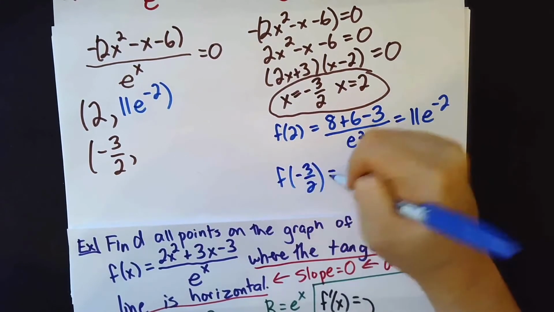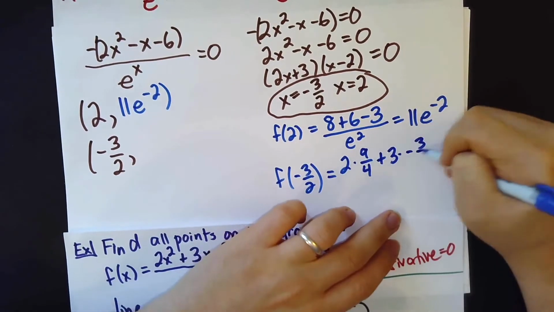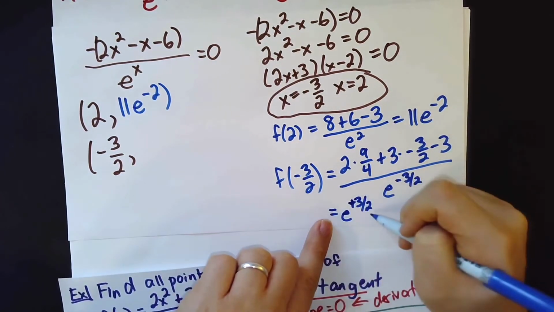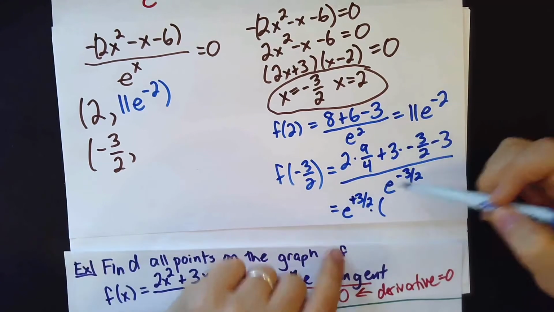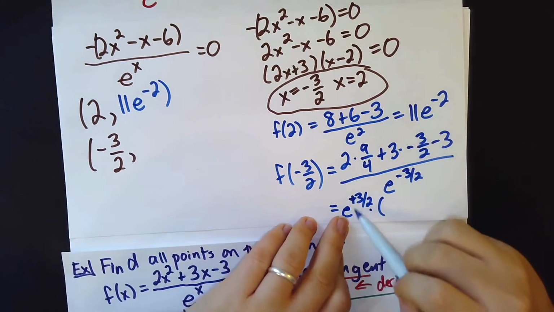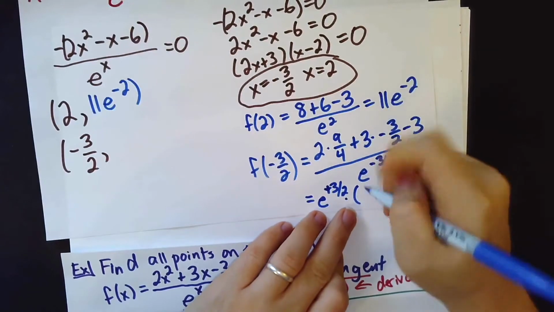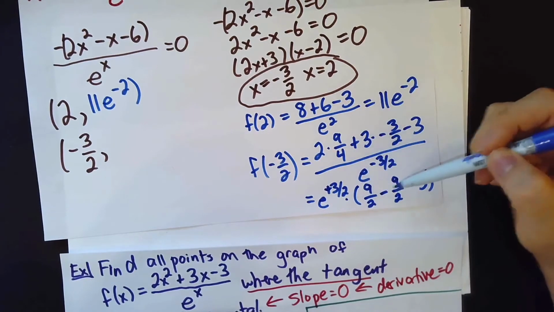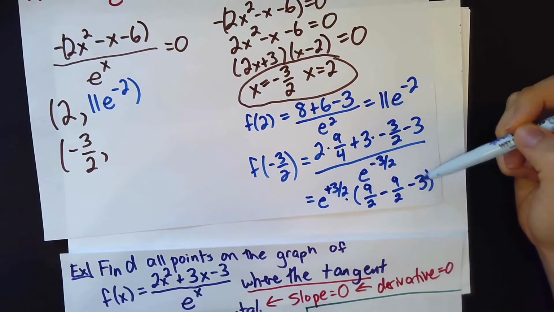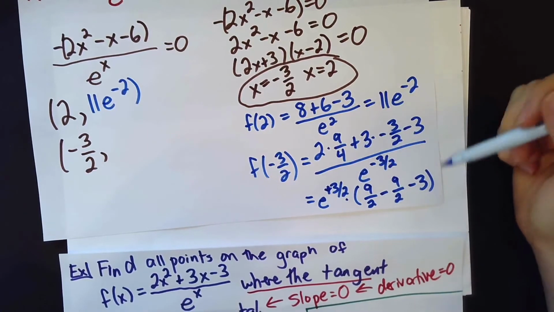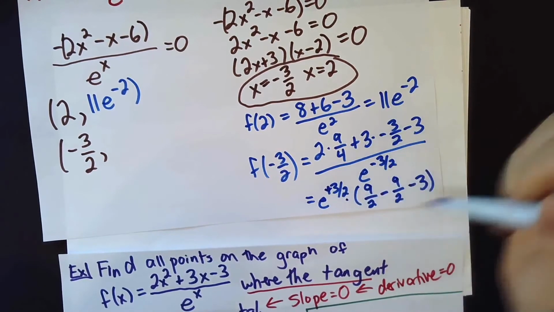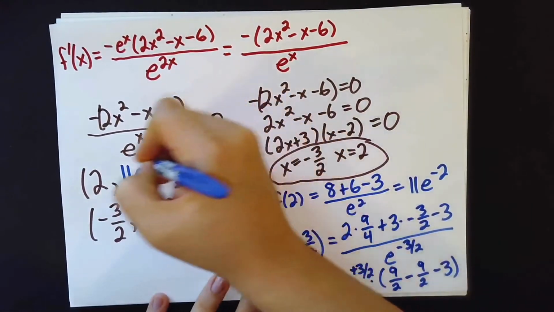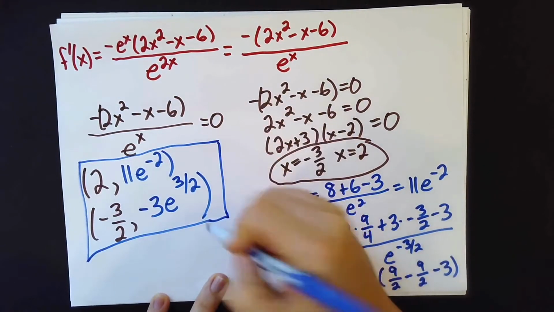And if I take f of minus 3/2 instead, then I'll get this. Note an e to the negative power in the denominator is the same as that e to a positive power in the numerator. I will get a 9/2 minus 9/2 minus 3. So those two pieces will cancel, and I will end up with, in fact, minus 3 e to the 3/2. And so these two are my 2 points on the graph where the slope is horizontal.